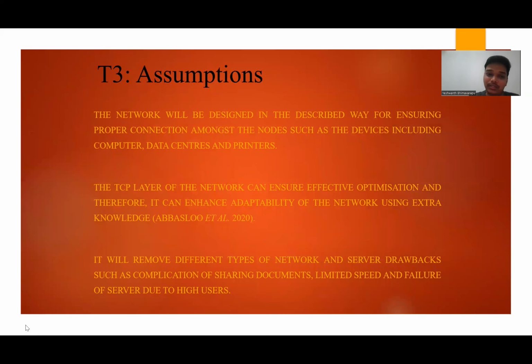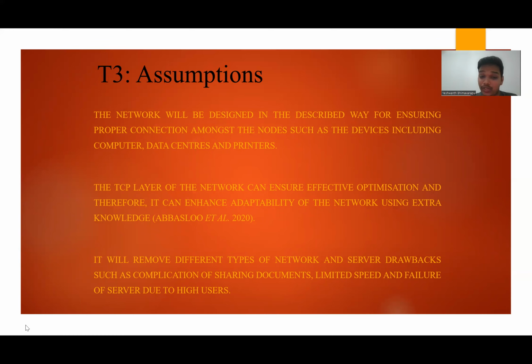When you come to assumptions, in this assignment I made a lot of assumptions. The major assumptions are that the network will be designed in a described way to ensure proper connection among the nodes, such as devices including computers, data centers, and printers. The TCP layer of the network can ensure effective optimization, and therefore it can enhance adaptability to the network and give extra knowledge. That's one of the assumptions I majorly focus on.